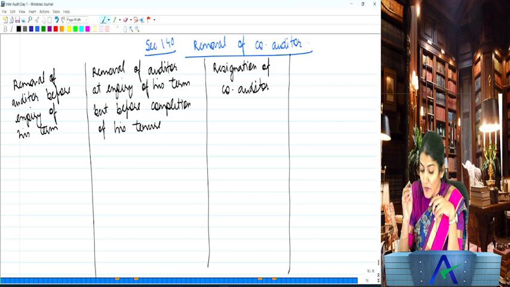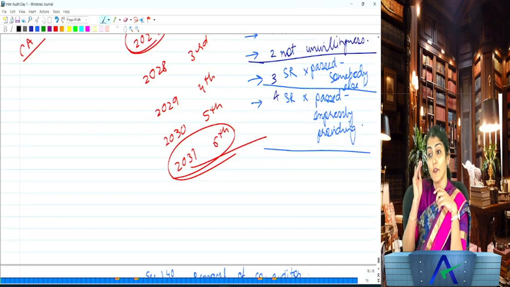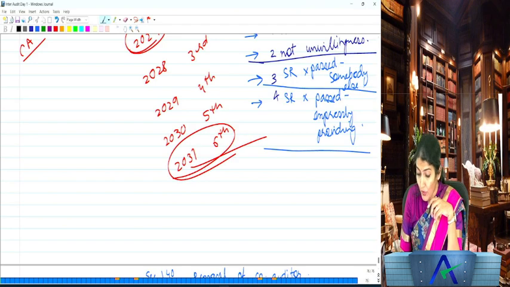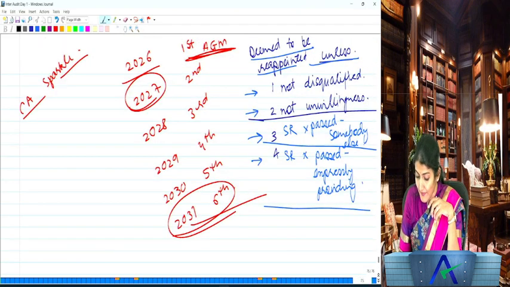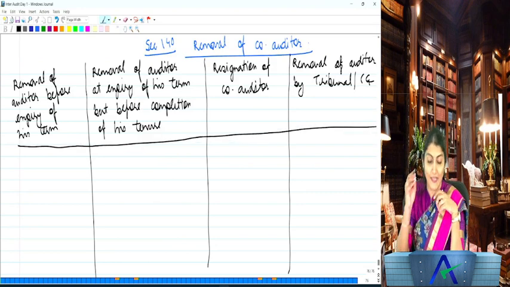Okay. So, the removal of the auditor, listen to me. Removal of auditor by tribunal or central government. Because the auditor of the company has been caught in some fraud or so, that is why the tribunal or central government is required to look into the matter.